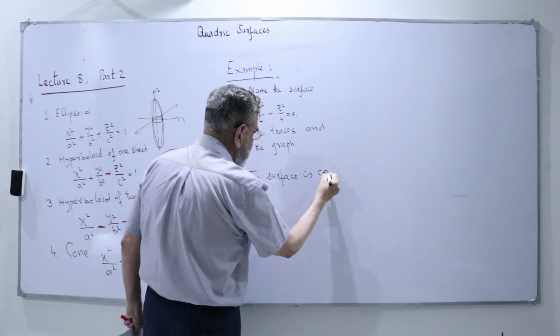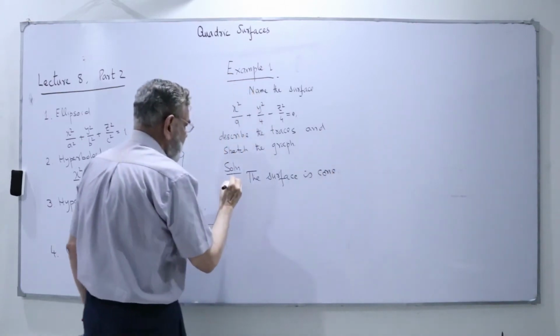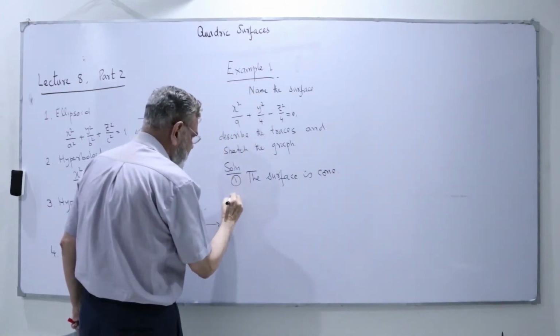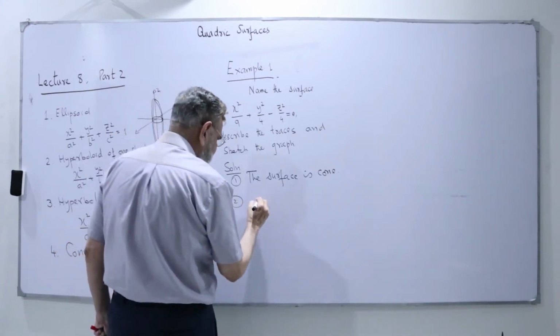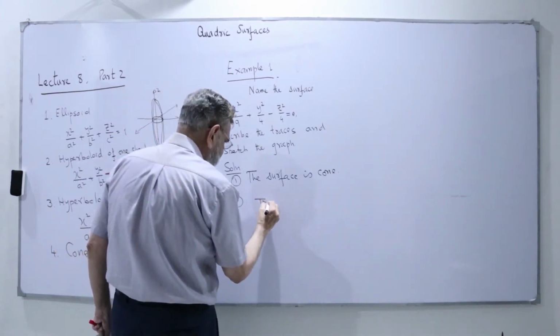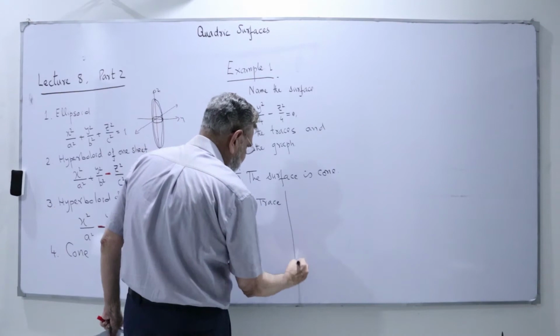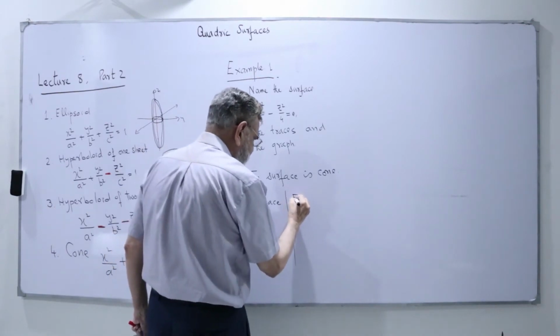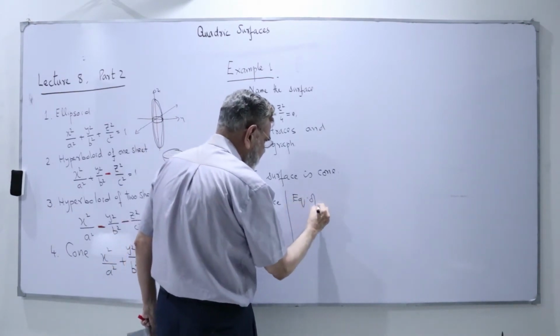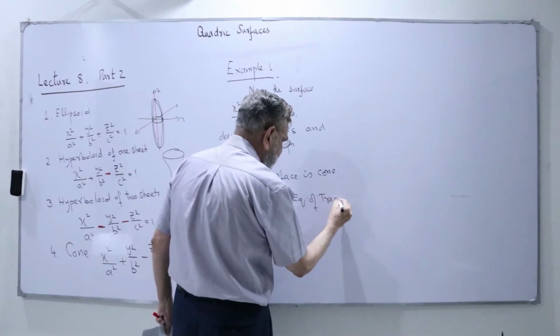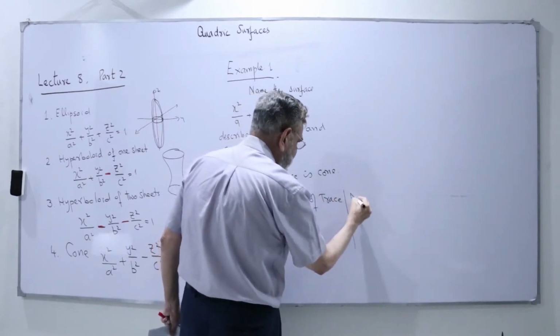So this is part 1, where we say what the surface is. Number 2, we go to the traces: we take the trace on each coordinate plane, get the equation of the trace, and then describe or name the trace.